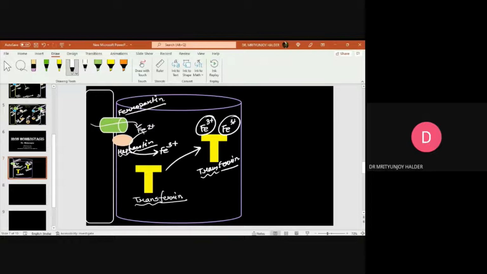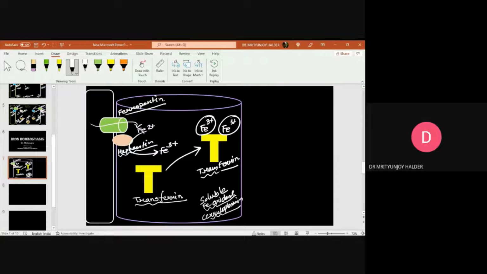Now, apart from hephaestin, there is also a soluble iron oxidase molecule present in the blood circulation. Actually, this is present within a protein molecule called ceruloplasmin. Ceruloplasmin is a copper containing protein, and within it there is iron oxidase activity. So we can see from this diagram there is one soluble variety of iron oxidase always present in the blood circulation, and there is a fixed variety of enzyme. This kind of enzyme is called an ectoenzyme when its catalytic site is present outside the cell.